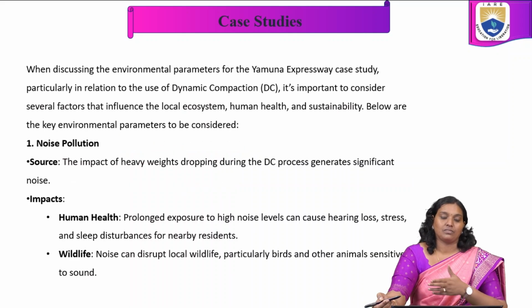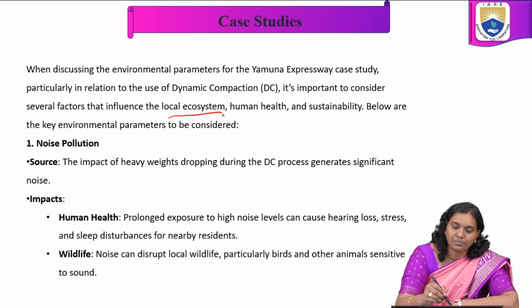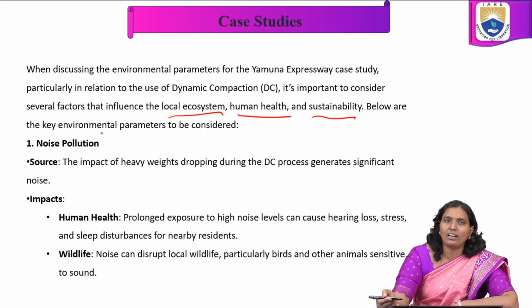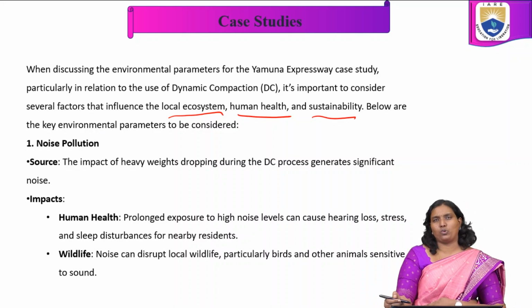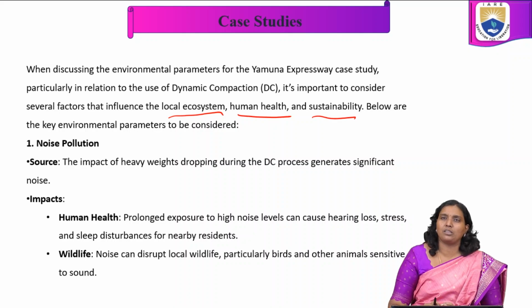So when we discuss the environmental parameters for this expressway, particularly in relation to dynamic compaction, it is important to consider several factors that influence the local ecosystem, human health and sustainability. Here are some of the key environmental parameters we considered, that is noise pollution. The impact of the heavy weights we are dropping during the dynamic compaction process generates significant noise. So this impacts human health.